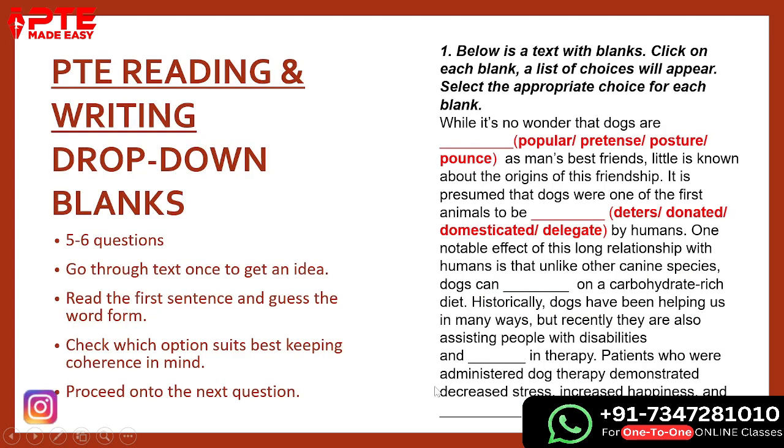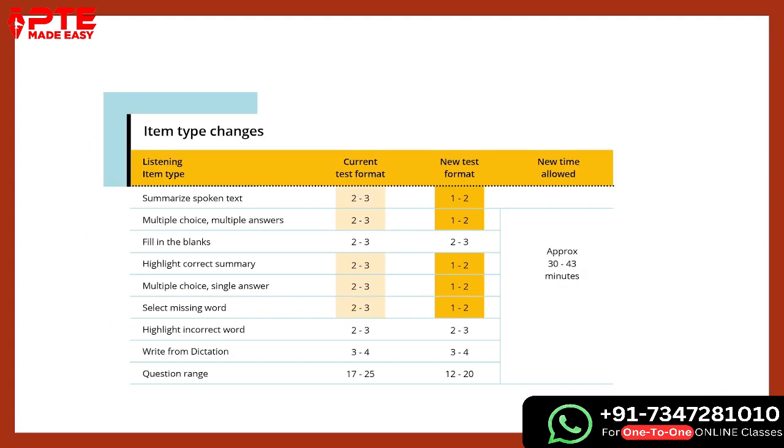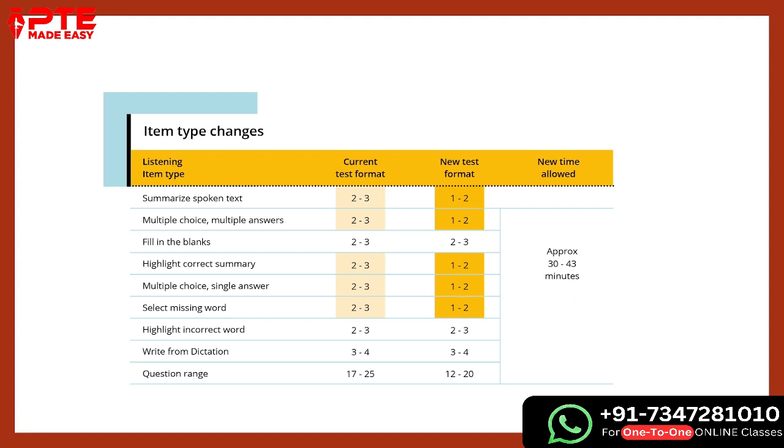Now PTE reading and writing drop down blanks. Okay, here again it's simple, fill in the blanks. I've already told you which question types you need to focus on. Coming to the last part, simply focus on summarize spoken text. You are going to listen to an audio and prepare notes simultaneously. Later on, write it down in your own words. MCQs can be skipped.